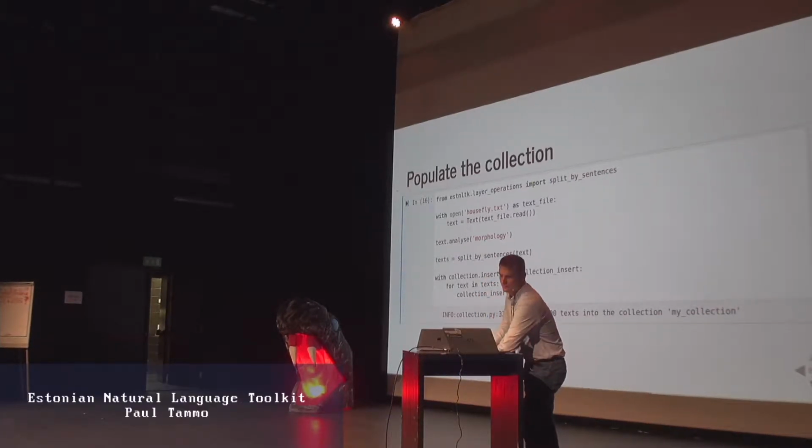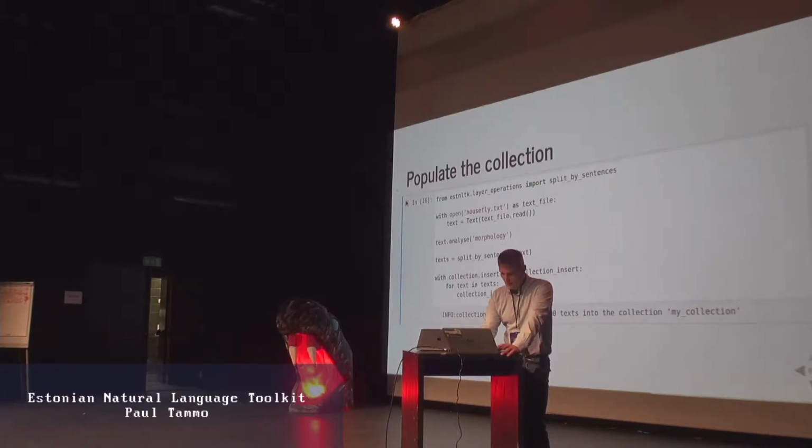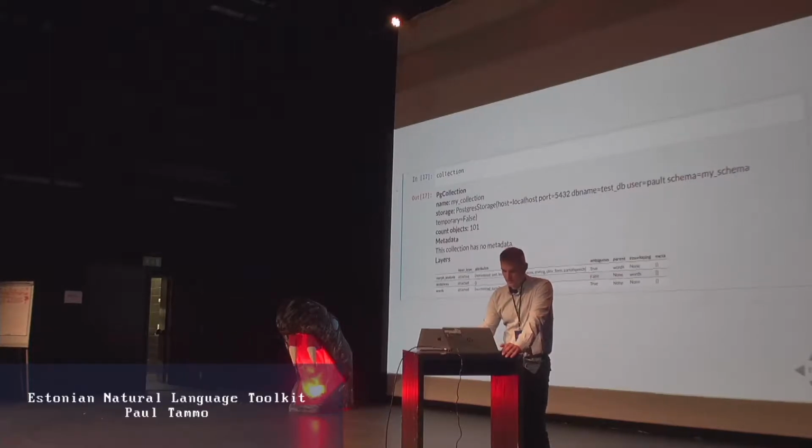Took 1 second, yes? My collection is created. Here is a little bug. I think there should be 101 texts. Here it says 100. Okay, let's see at the collection. 101 texts at the collection with the layers, words, sentences, morphological analysis.